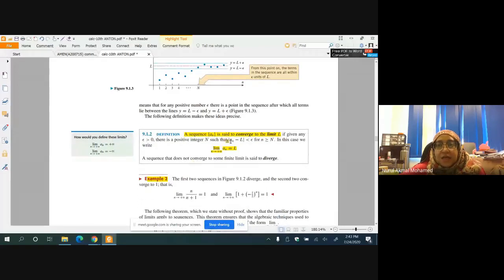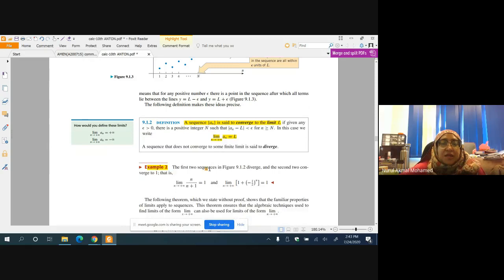A sequence a_n is said to converge to the limit L if, given any epsilon greater than 0, there exists a positive integer n. So this is just by definition. If you learn more complicated mathematics subjects like real analysis, then you have to go through all this definition. But whatever it is, for this class, you only have to know that a sequence a_n is said to converge to the limit L if the limit of a_n as n tends to plus infinity is equal to L.